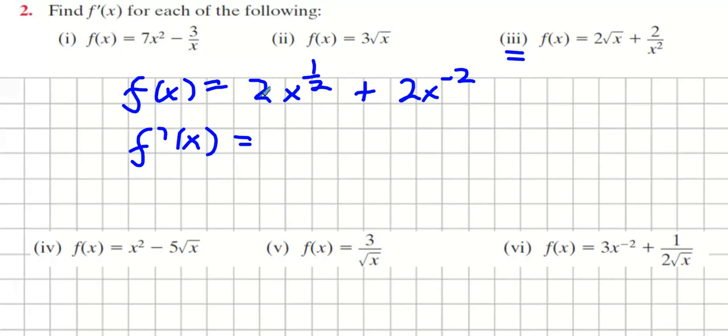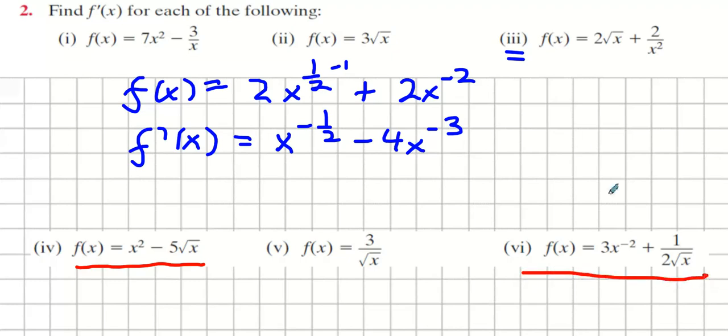Bring a half to the front, multiply it by 2. What do we get? Just 1 or x. Take 1 away from the power. Minus a half. And then bring the minus 2 to the front. Take 1 away from the power. Okay. Tell you what, you guys do these two now. You do the 2 red ones.